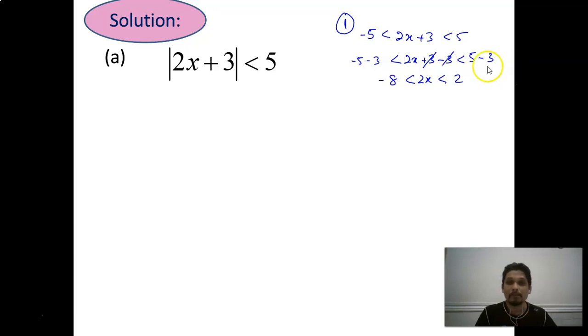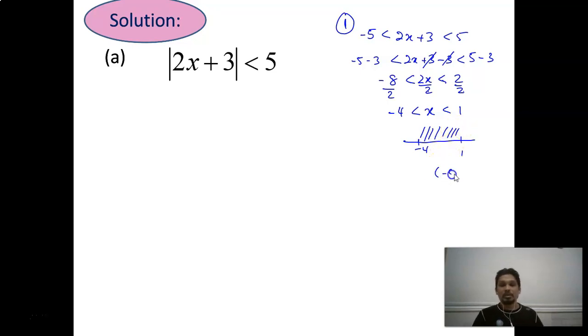Sometimes it makes what we call the cases that make us confused, okay? But since this is 2x, 2 is positive, so we divide by 2 here. Dividing by positive values won't change the sign. So divide by 2, x greater than 2 divided by 2 equal to 1, and negative 8 divided by 2, negative 4. So x lies in between negative 4 and 1, which is negative 4 until 1.